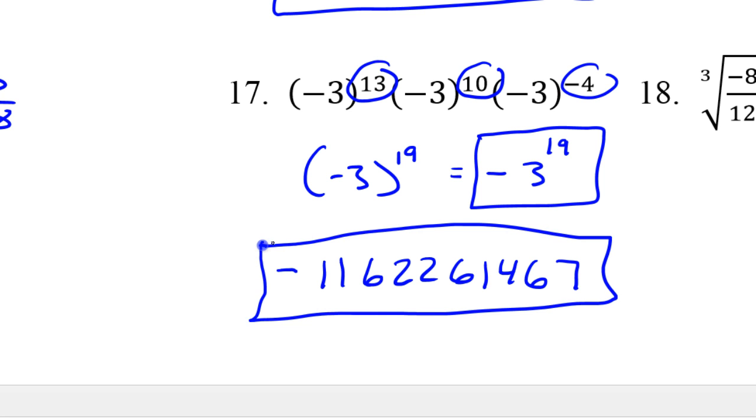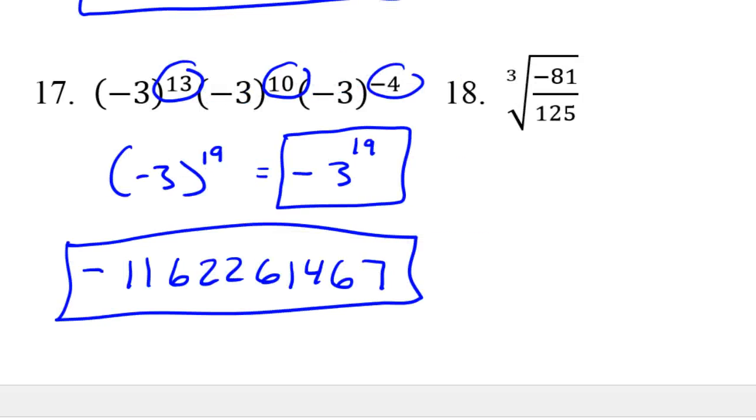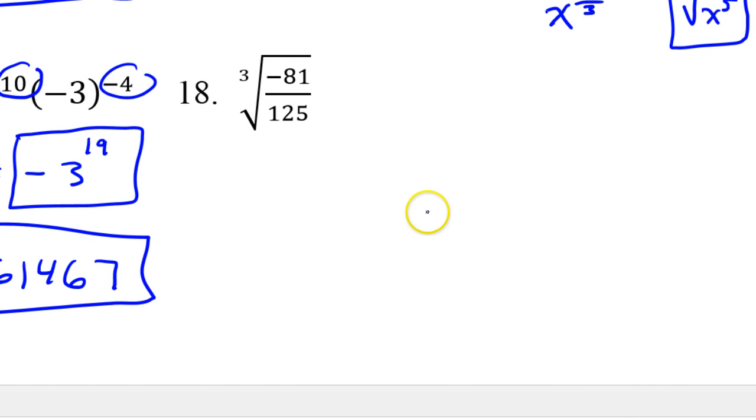Okay, yeah. If the 19 was negative, it would be 1 over something, all right? But since the power is positive, then we just have this. You could have left it as negative 3 to the 19th power as well. Anything over 4th power, you have my permission to leave it. Okay, moving on to number 18.